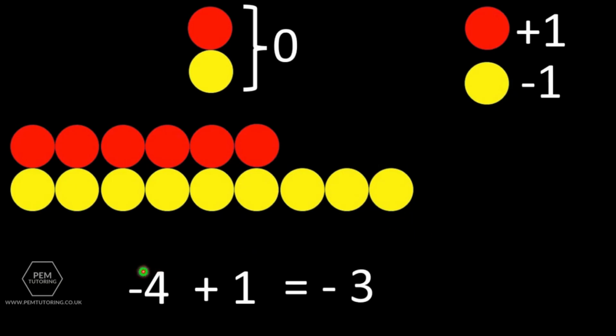Whenever we have a negative number, and then we add to it a positive number, we're still going to get a negative number. We're just moving to the right on the number line.